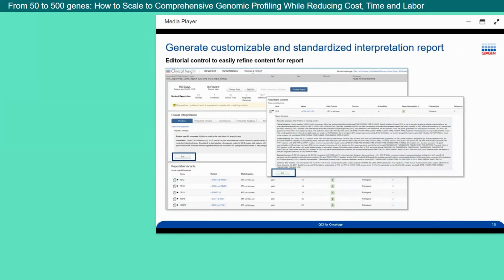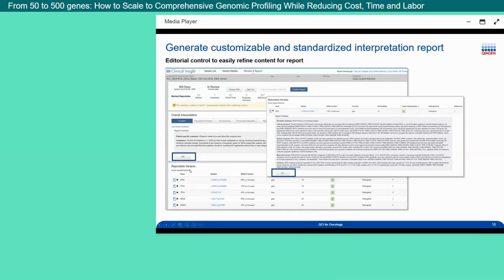The last step is the report building step, and it allows you to generate comprehensive reports in minutes without the time-consuming step of writing interpretive comments by yourself. So in this review and report page, QCI Interpret One displays all variants that should be reported, the reportable variants that you can see here at the bottom of the screen.